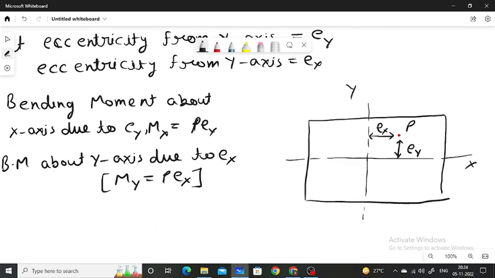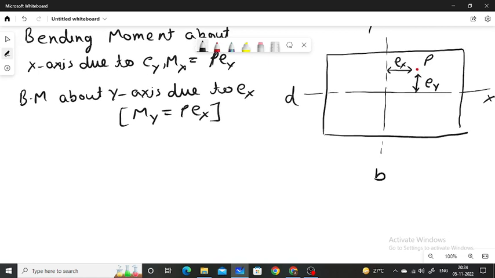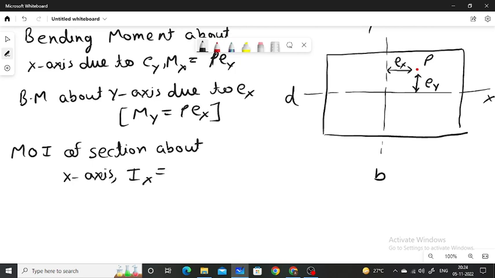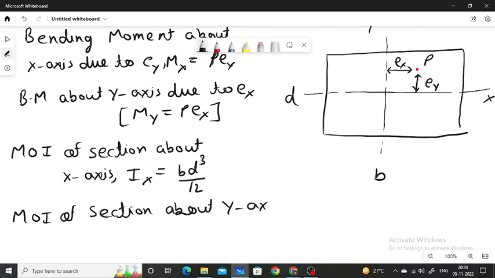If the dimensions of the cross section are B and D, in that case the moment of inertia of the section about the x-axis is BD cube by 12 and the moment of inertia of the section about the y-axis, Iyy, is equal to dB cube by 12.